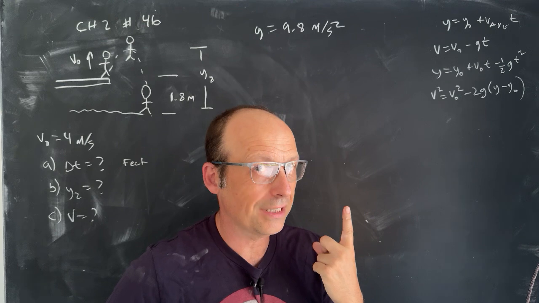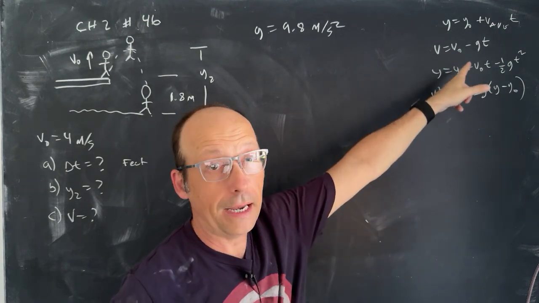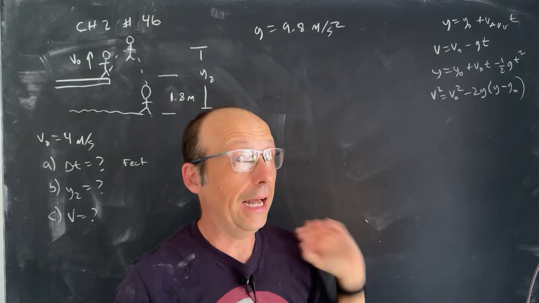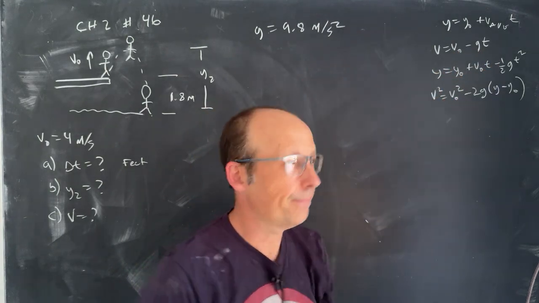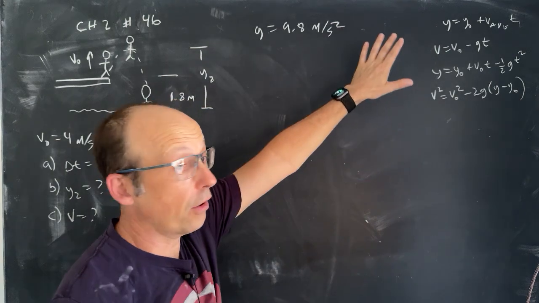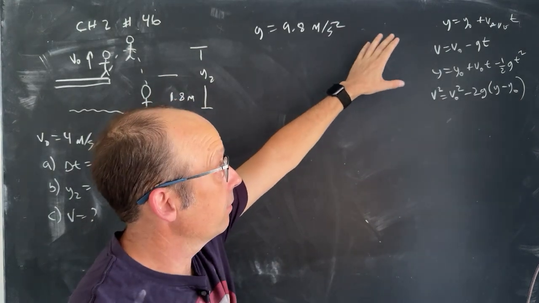Actually, the vertical acceleration is negative g. Okay. Now, just be careful. When we write these kinematic equations, we put g as 9.8. So the acceleration is negative g. Okay. So our menu of kinematic equations is right here.